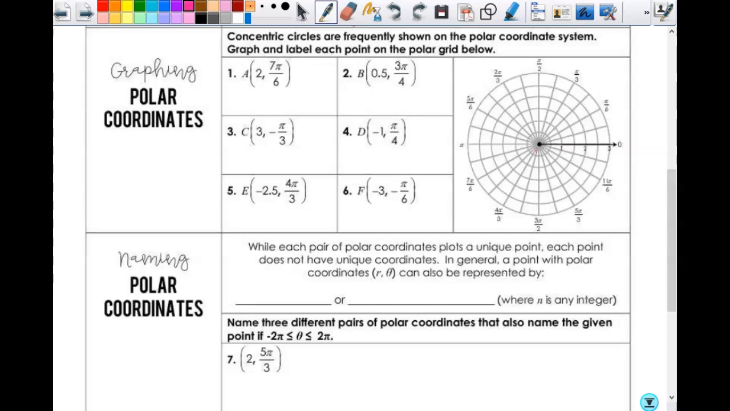So let's look at number 1. This point A is 2, 7 pi over 6. So I go out to 2 on my axis, and then I rotate around to 7 pi over 6, and that's my point right there. Okay. Easy enough? All right, so then B is 0.5, 3 pi over 4. So here's 1, so here's 0.5, and then I rotate around to 3 pi over 4, which is right there. Sorry, I have to stand in front of it or I can't keep up with the lines.